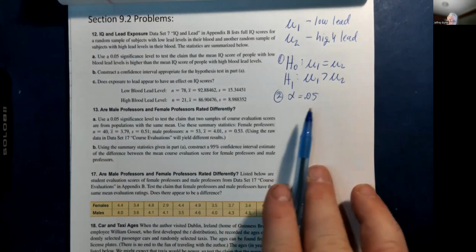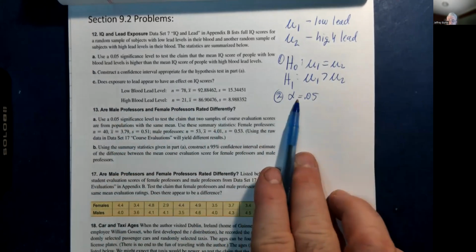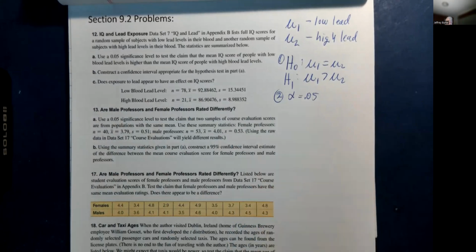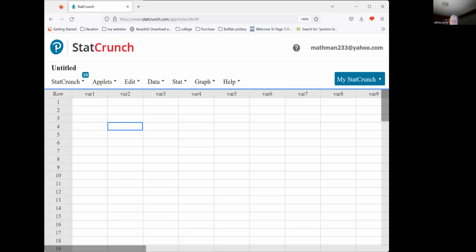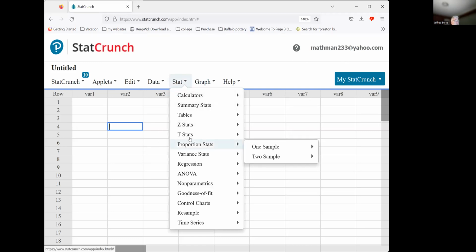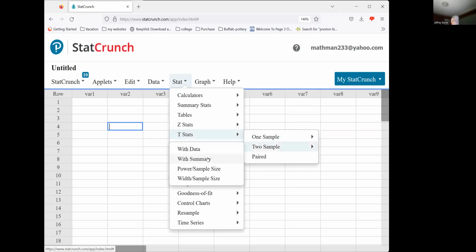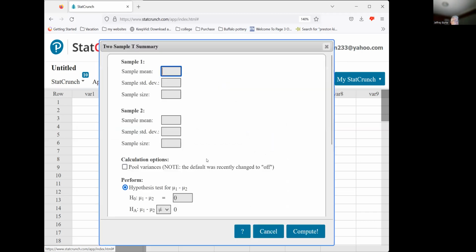Now we're going to take all the information that's organized here and put it in StatCrunch, and see how this is done. So let's make this video StatCrunch first. I'm going to go to Stat, then T Stats, because we're working with a T-distribution since we only know the sample standard deviation, not the population. Two samples with summary data.